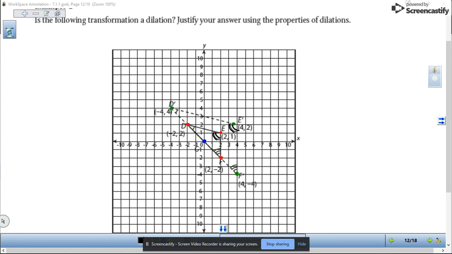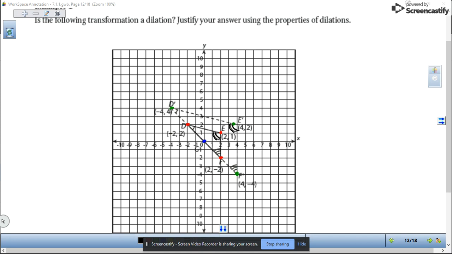Okay. Now, the slopes of the corresponding sides are parallel, right, corresponding being DE and D prime E prime, or DF and D prime F prime. Those are the matching sides on each of the triangles. All right, because those are parallel, we've satisfied that. That has to be true if it's a scale factor.